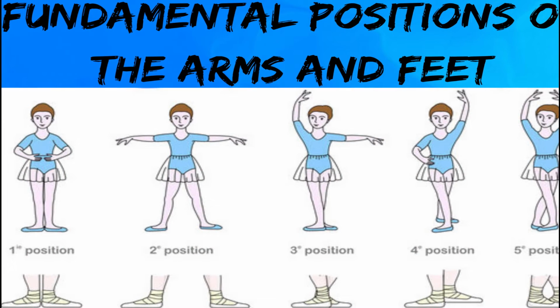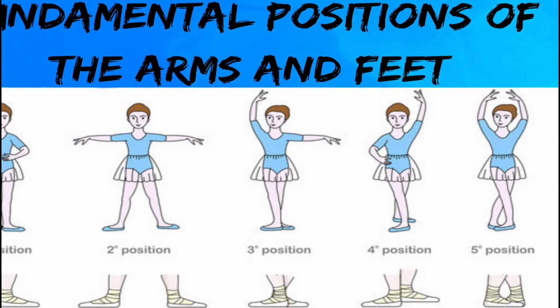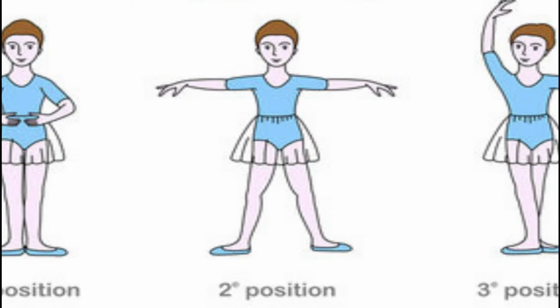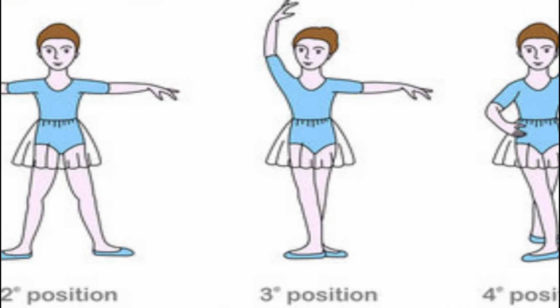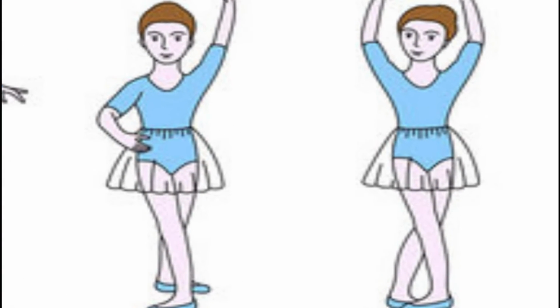There are 5 fundamental or basic positions in dance that are commonly termed as first position, second position, third position, fourth position, and fifth position of the feet and arms.